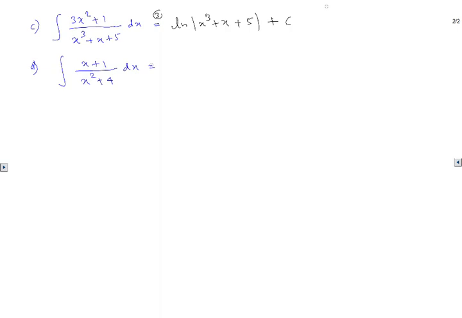Okay, but there's a plus 1 here. Since there's a plus 1, we can directly use this result. So what we can do, we're going to split this into 2. I'm going to split this as x over x squared plus 4 dx plus, and then also 1 over x squared plus 4 dx.